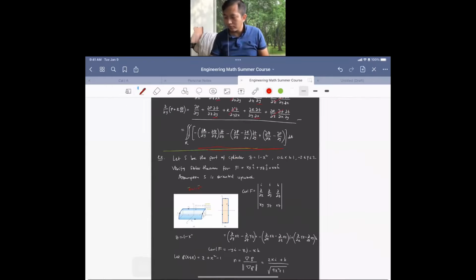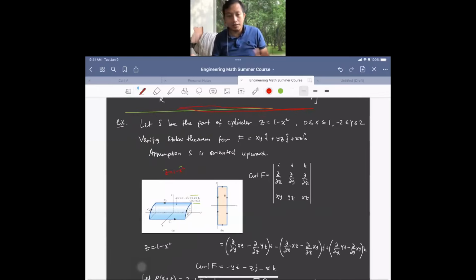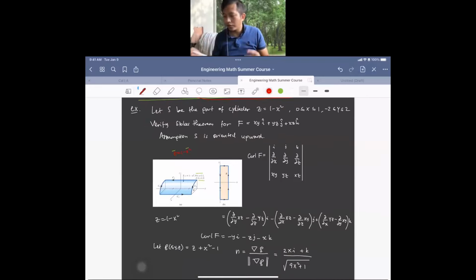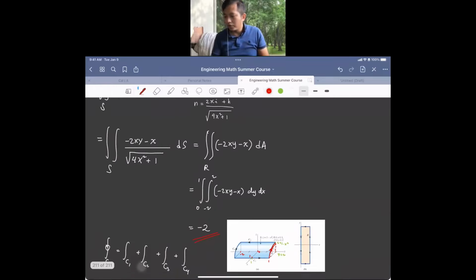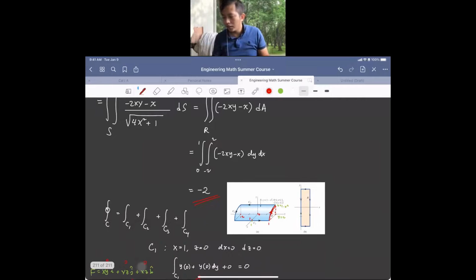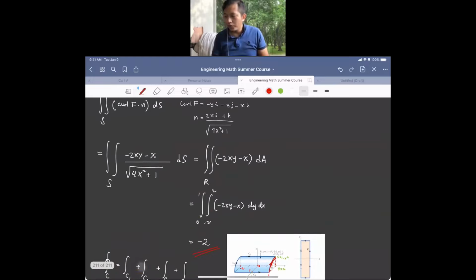Okay. And the last thing here is the example. We have some conditions. We have S, and we have the closed curve line integral that we want to evaluate, and we are going to use the Stokes theorem. We find the curl, we find the n, and then we multiply all together and take the double integral, using xy as mentioned in the region. And this is the final result, negative 2.